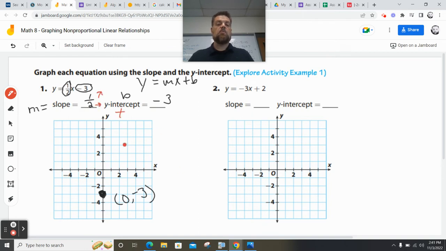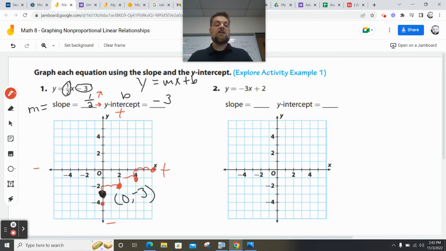Because when we go up 1, right, in the y direction, up is positive, down is negative. In the x direction, or the run, to the right is positive, and to the left is negative. So we're going to go up 1 and over 2. Put a point there. From there, we can go up 1, over 2, put a point there.